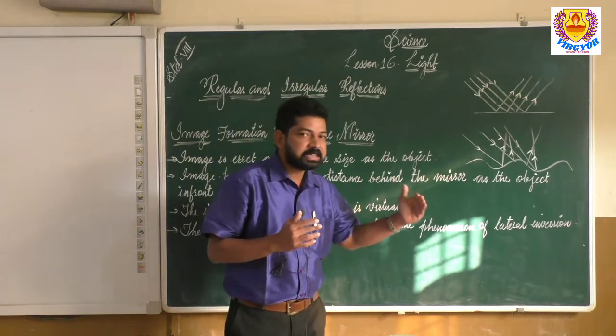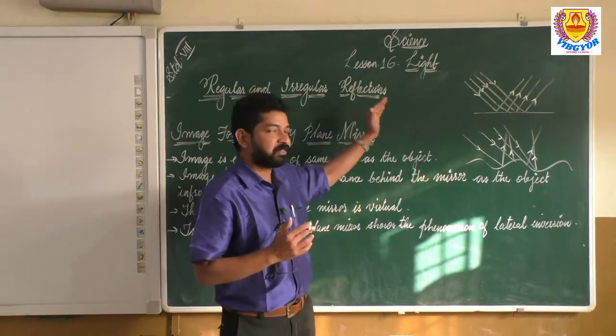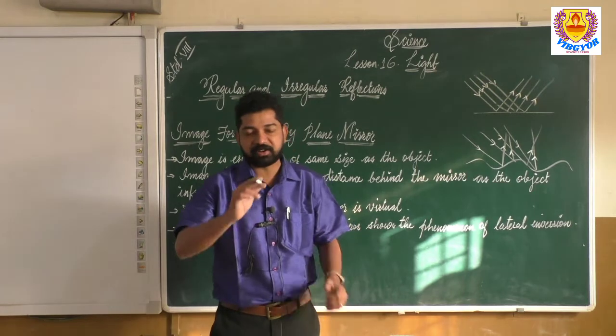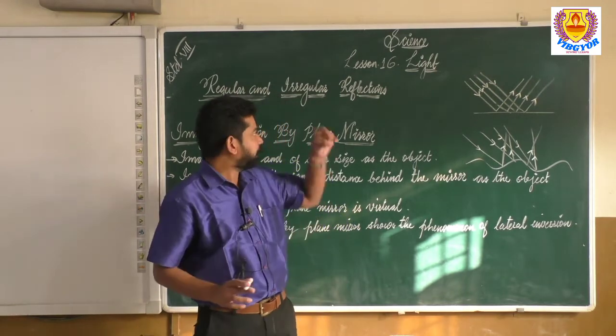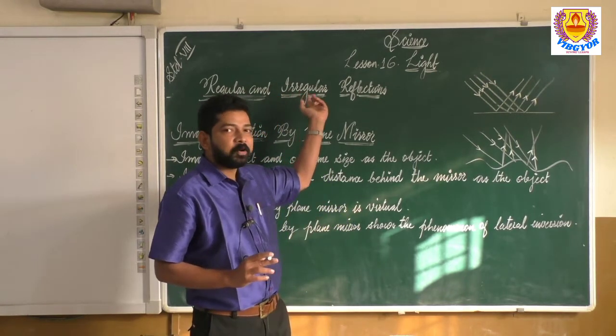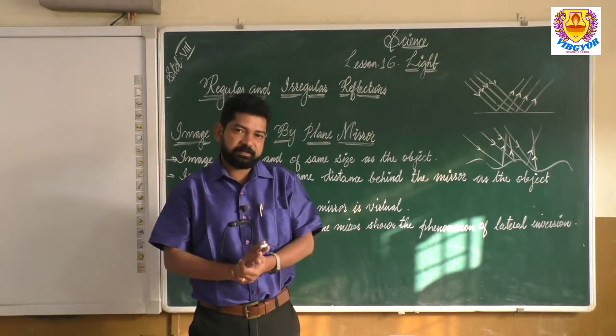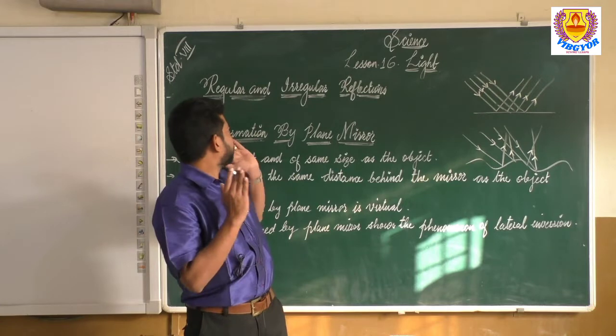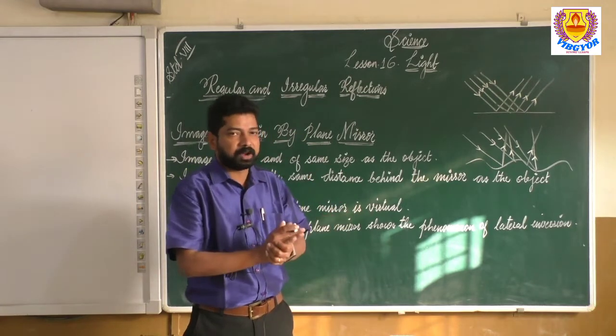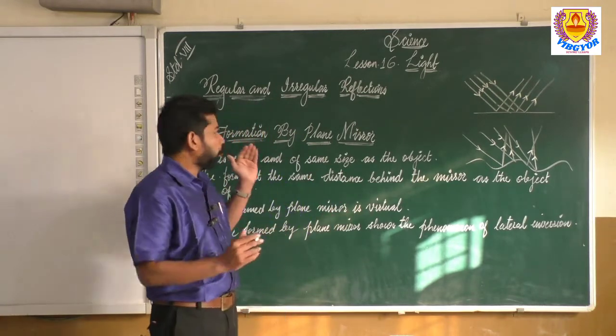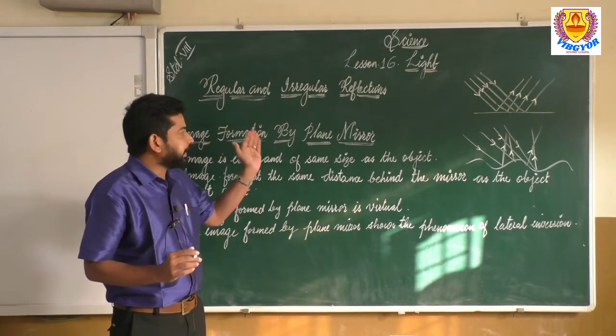Such a reflection is known as irregular reflection or diffuse reflection. There are two terms: irregular reflection or diffuse reflection. So we have cleared up regular and irregular reflections. Now let us learn about the image formed by a plane mirror.